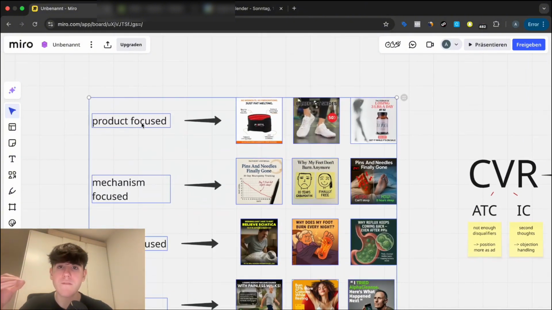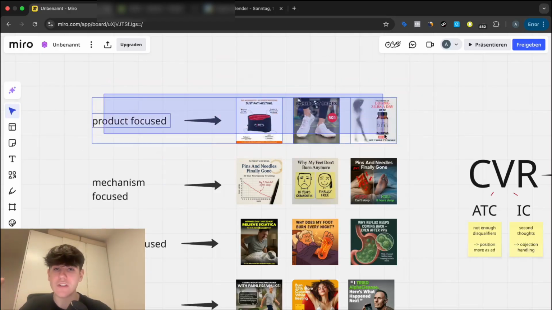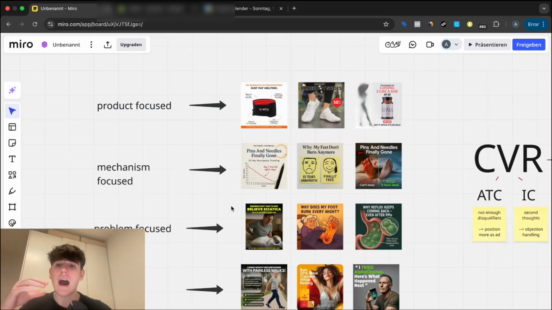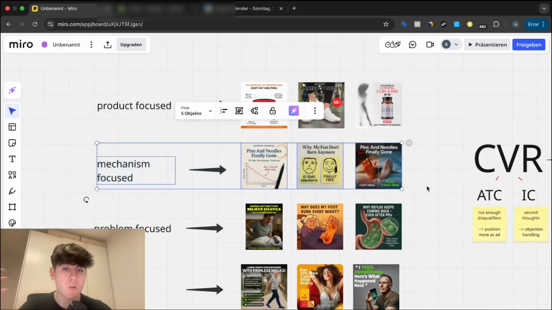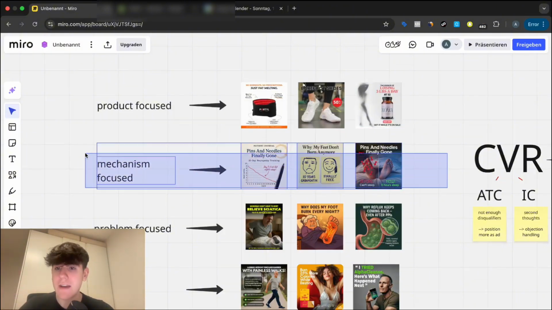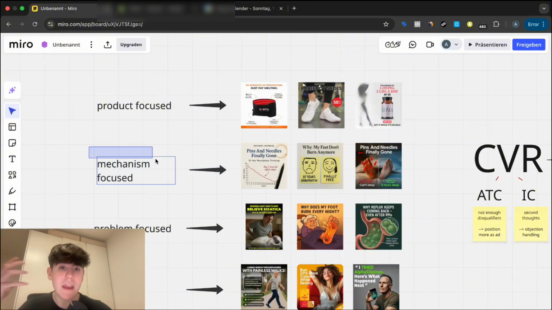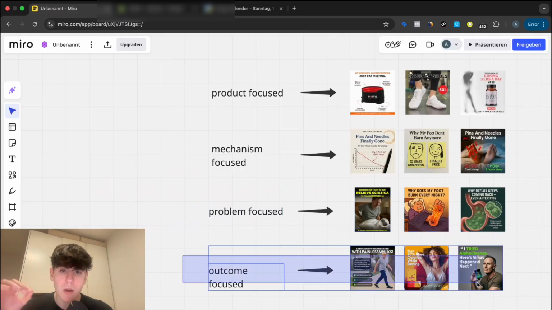We have product focused, right? Which showcases the product on the visual, and I'll walk you through a couple examples. There's mechanism focused, meaning showcasing the product in use or the main ingredient in use or what exactly it does. Or for example, a before and after or some type of other comparison. Super important, super powerful concept. Then we have problem focused concepts, and then we have outcome focused concepts.